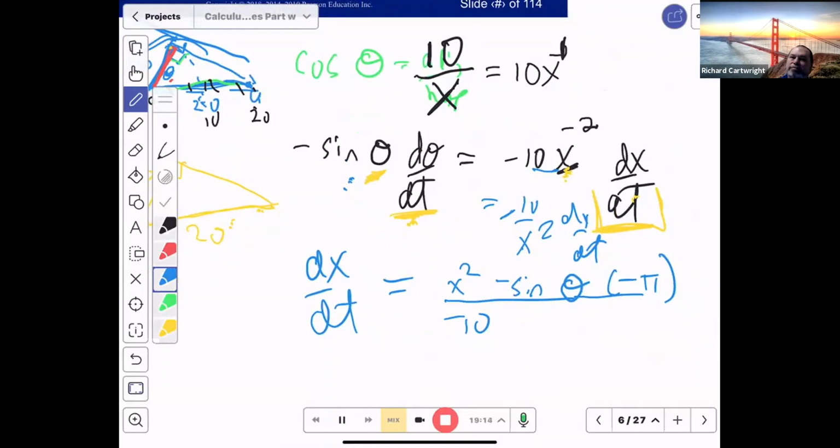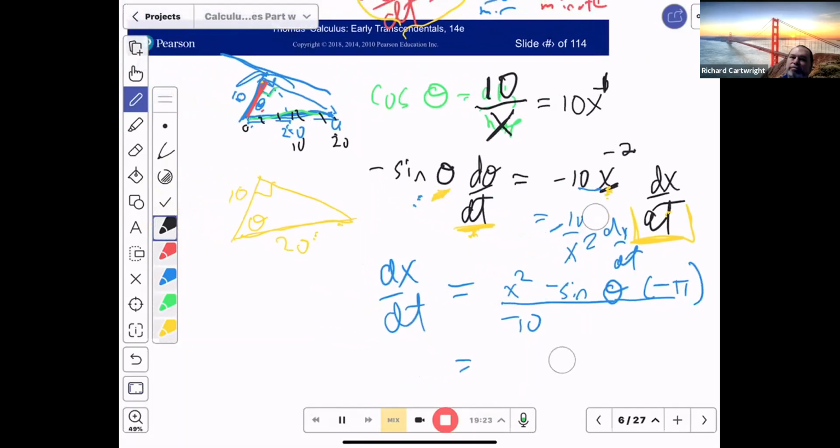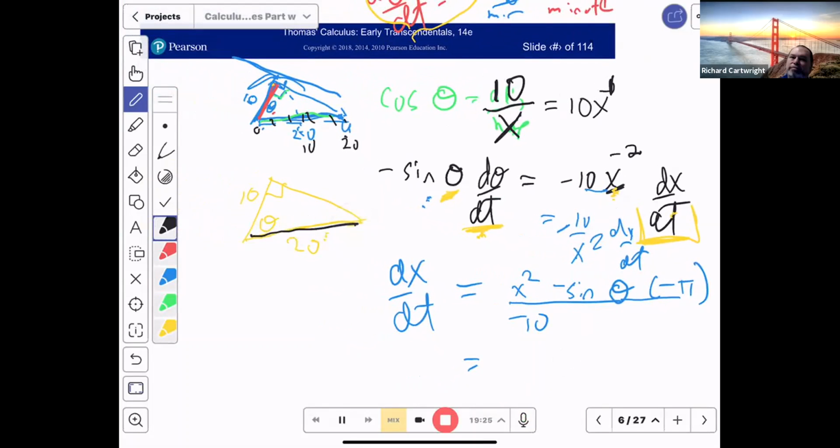So now I got to plug in. I need an x, and I need, oh, I know what x is. What was x? Somebody? It's in the triangle. 20. 20 squared is 400 times negative sine. I need theta. Somebody help me out with theta. I need theta, and there's that negative pi, there's that negative 10. Okay, help me out with theta. This triangle. Do you remember, who was it? Was it Andres telling me about the cosine?